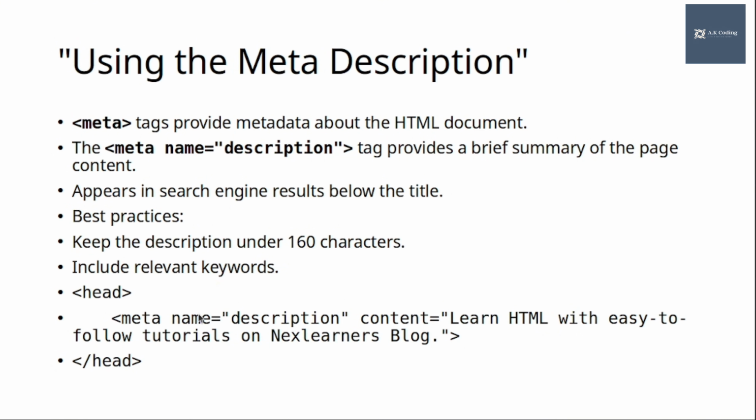And the best practice is to keep the description under 160 characters. It mustn't be more than 160, or too much less. It means you should use enough characters in order to make your website visible in the search engine. And also it is very essential to include relevant keywords regarding the website.